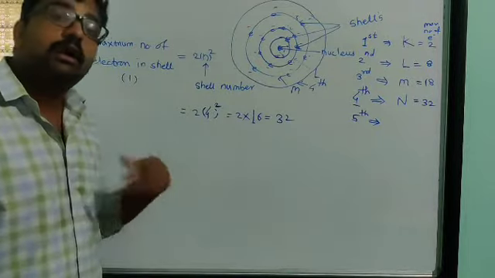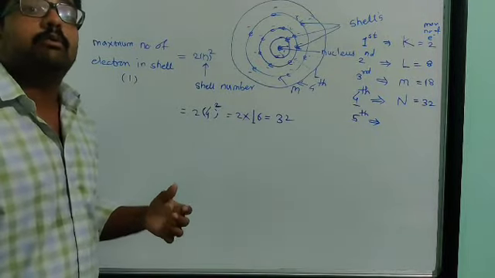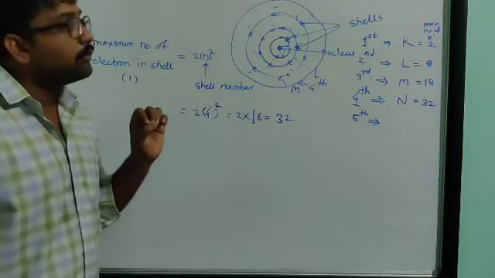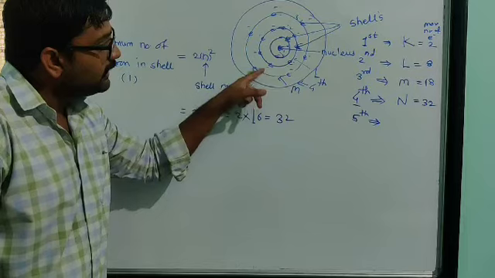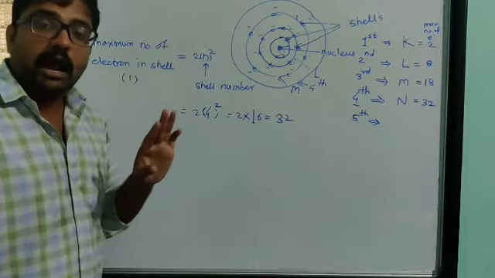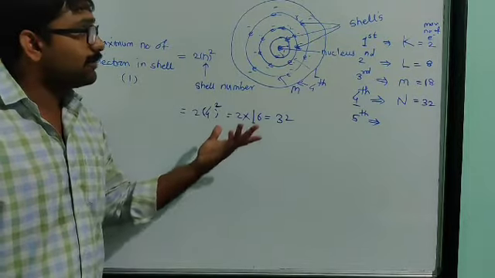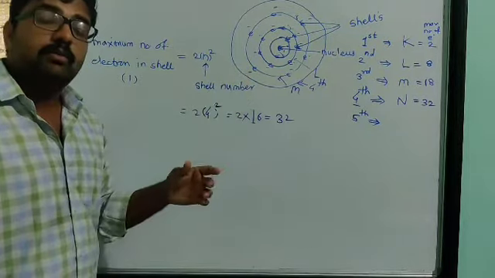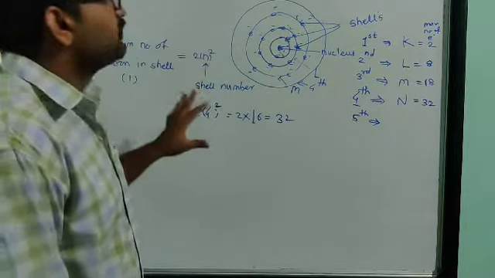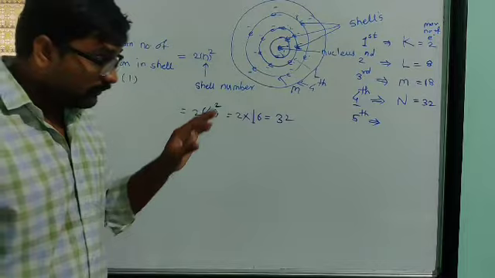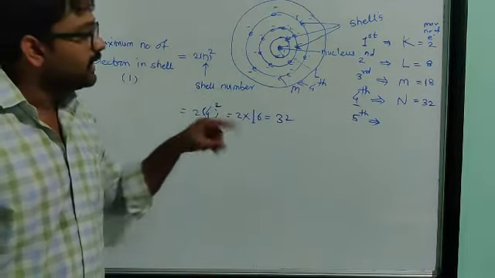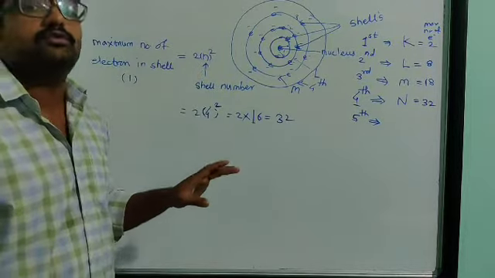In tomorrow's lecture we will start the important topic, that is the electronic distribution. How the electrons are distributed in one particular shell, that we have to see. How is the arrangement of electrons, they are not randomly arranged. So what rules are there according to which they are arranged around the nucleus? That electronic configuration, that important part, we will see in tomorrow's lecture.